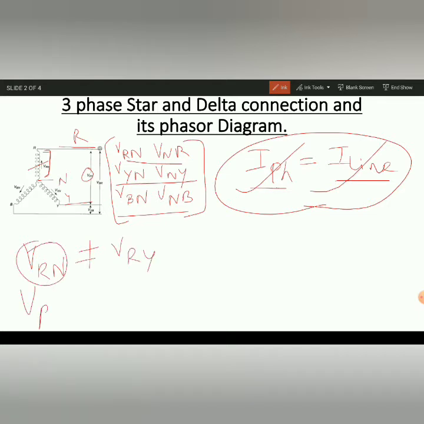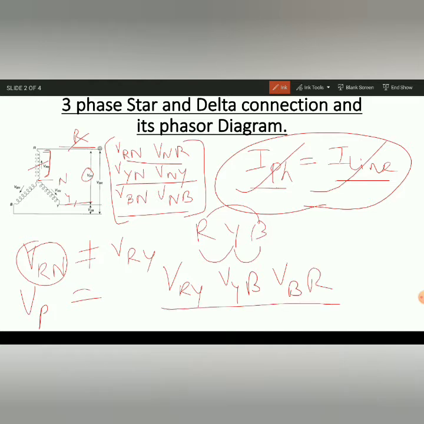VRN is a phase voltage, and we know what a line voltage is. Line voltage means one phase to another phase, so this is R phase to Y phase. With R, Y, B, the line voltages are VRY, VYB and VBR. So the phase voltages and the line voltages are not equal. Line current and phase current are equal, but line voltage and phase voltage are not equal.